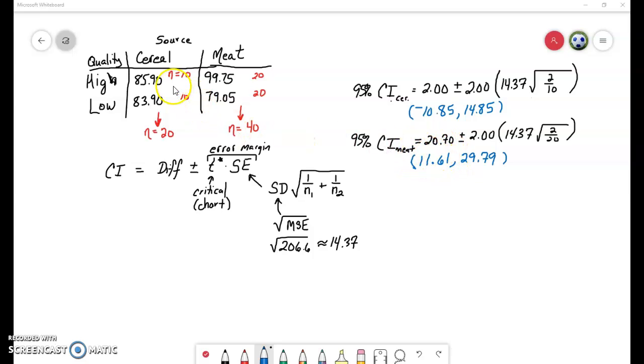So just to clarify, these are our sample numbers, but what we're really concerned about is feeding rats in general, either the difference between a high and low quality cereal diet or high and low quality meat diet, and in those cases the gains that we could expect in the population, the average gain, would be somewhere between these two numbers for cereal and somewhere between these two numbers for meat.